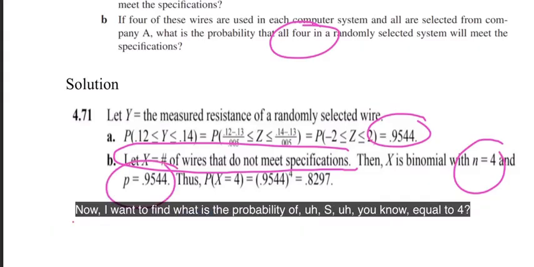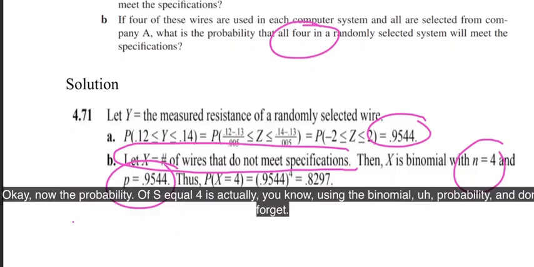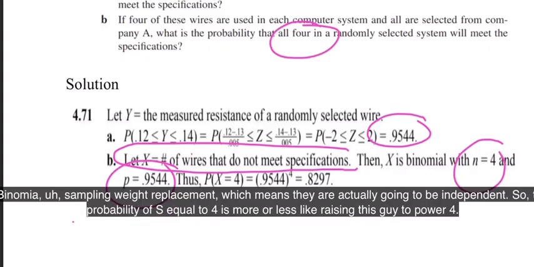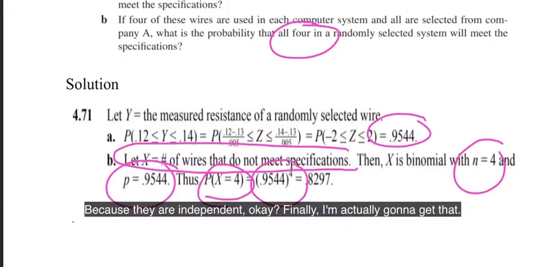Now, I want to find the probability of S equal to 4. Using the binomial probability, and don't forget, binomial sampling is with replacement, which means the trials are independent. So the probability of S equal to 4 is more or less like raising this guy to the power 4 because they are independent. Then finally, I'm going to get that.